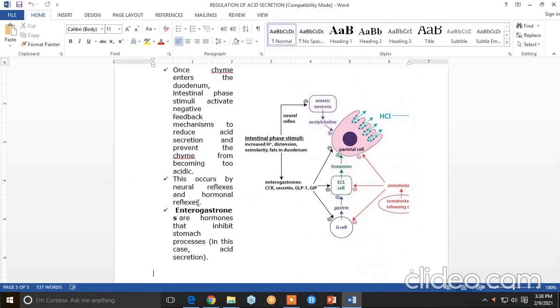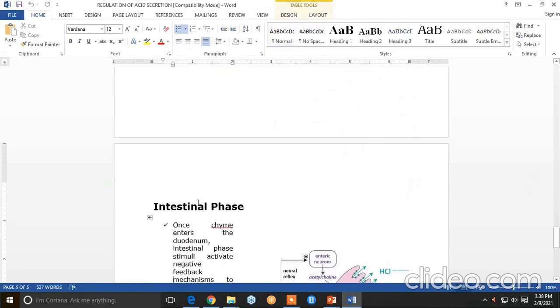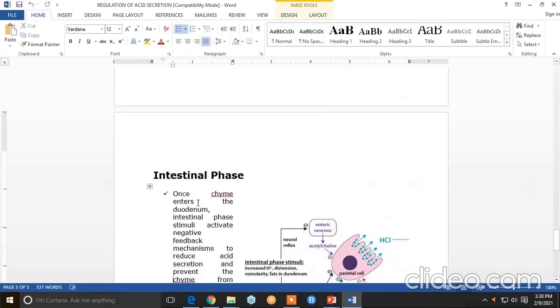Now there are three main phases. The first one is the cephalic phase, the next one is the gastric phase, and the last one is the intestinal phase. In the cephalic phase, acid is secreted by the smell or thought of food. The next one is the gastric phase. In the gastric phase, acid is secreted when food is already present in the stomach. In the intestinal phase, the chyme enters the duodenum. These are all about acid secretion.